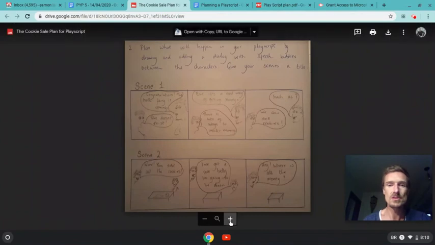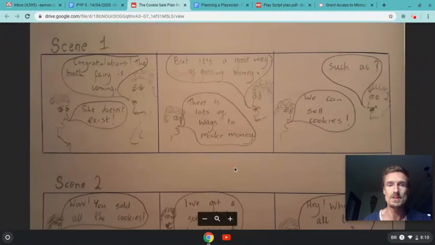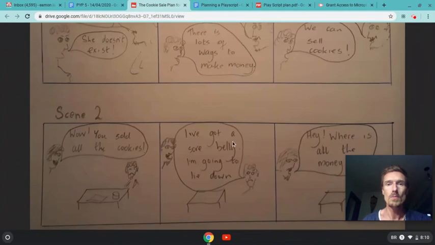Scene number 2. Let me zoom into scene number 2. Hopefully, you guys have watched it already, so you know what's going to happen. Scene number 2, me: Wow, you sold all the cookies. But we see João not looking so well behind the table. Then he says, I've got a sore belly. I'm going to lie down. And then I look in the money pot and I say, oh, where is all the money? So I think you guys have figured out what happened to the cookies. João didn't sell them, okay?